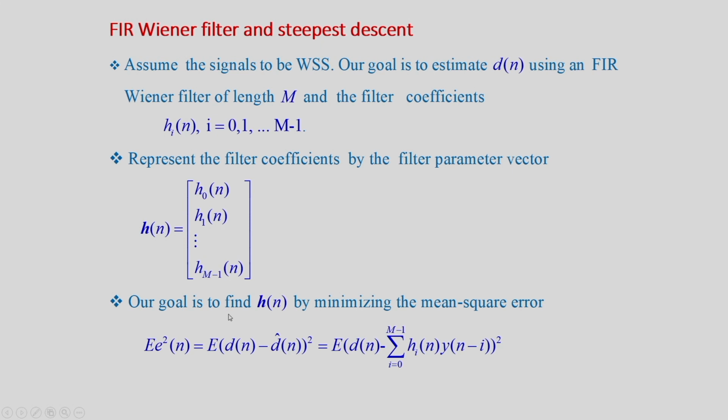Our goal is to find h[n] by minimizing the mean square error, and the mean square error is the expectation of e squared n, that is E of (d[n] minus d hat n) whole square, that is equal to E of (d[n] minus summation h_i[n] y[n minus i], i going from 0 to M minus 1) whole square.